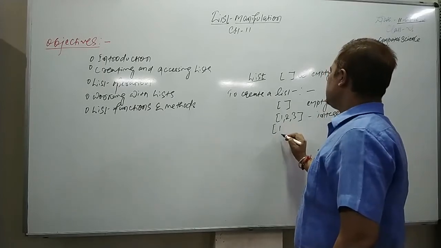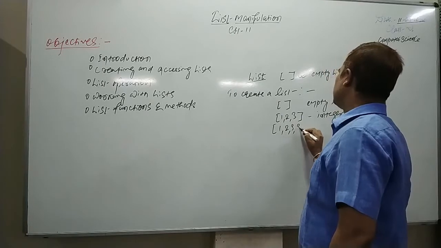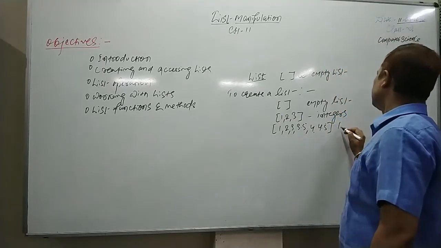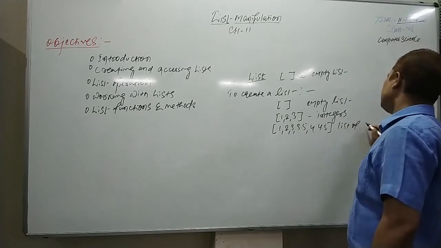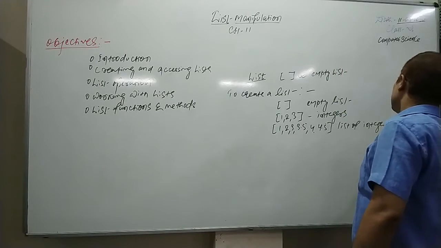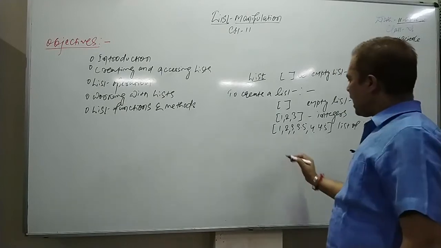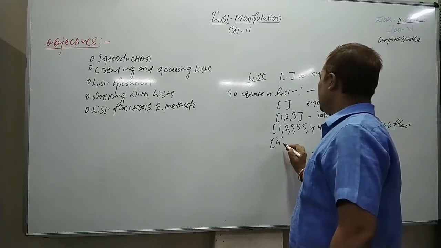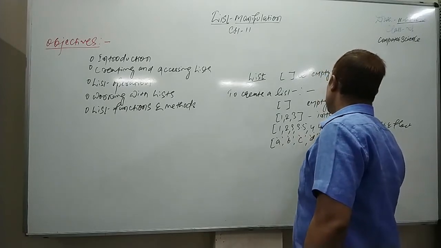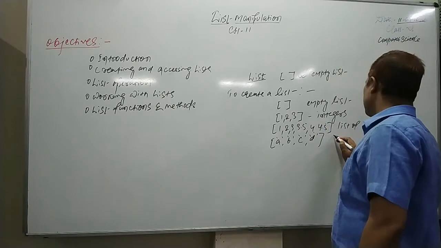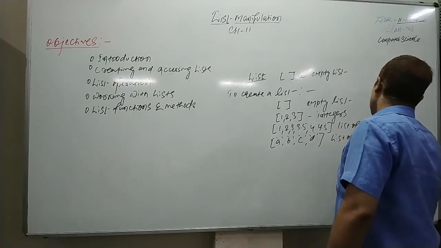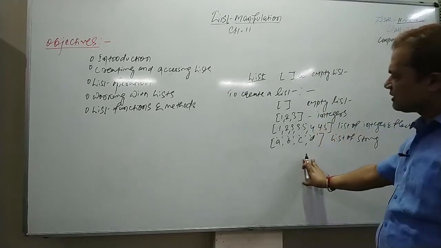If you are creating a list like 1, 2, 3, 3.5, 4, 4.5, it's a list of integers and floats. You may have a list of A, B, C, D. It's a list of characters or strings. So, list of strings. Likewise, you can create a list.